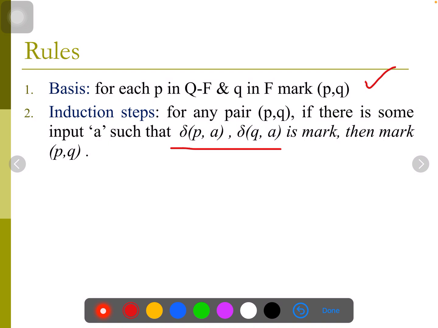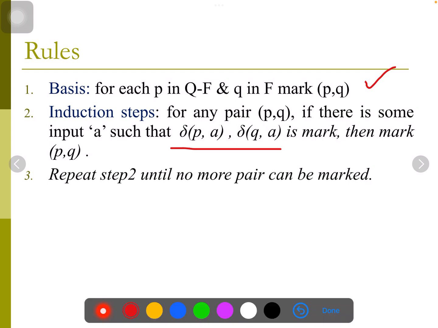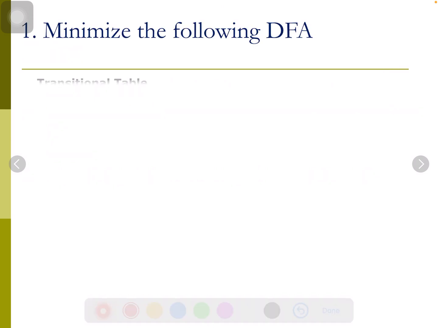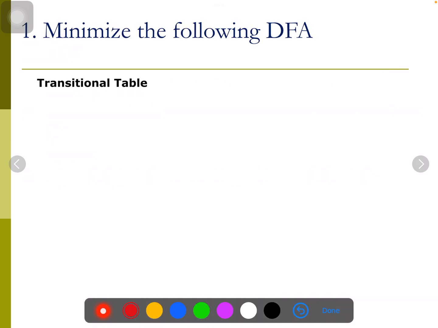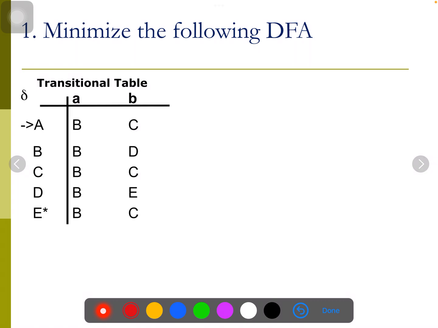Okay, let us move directly to the problem. Step 3 is to repeat step 2 until no more pairs can be marked. This step will be repeated again and again until no more pairs can be marked. I'll take the following DFA to minimize. They have given the transition table. Here it is. I have taken this example. There are 5 states.